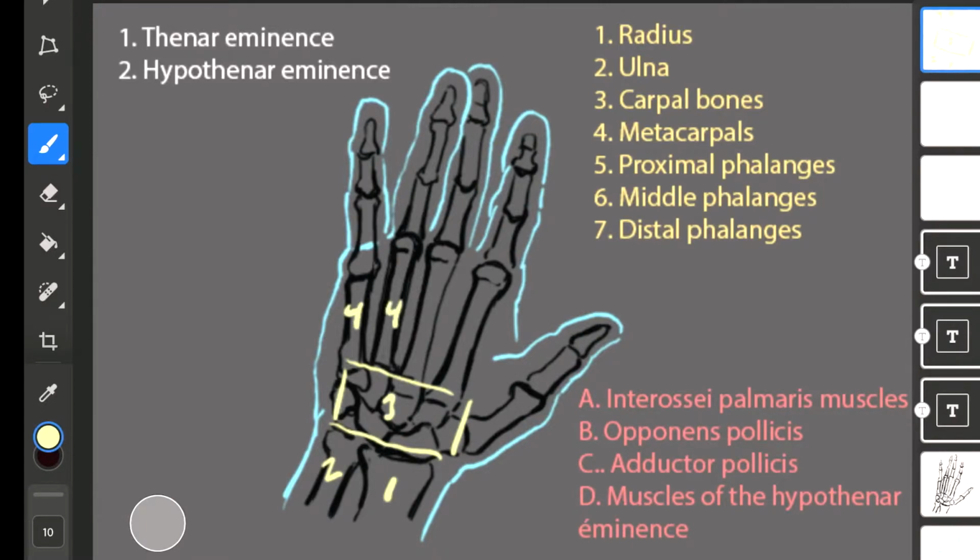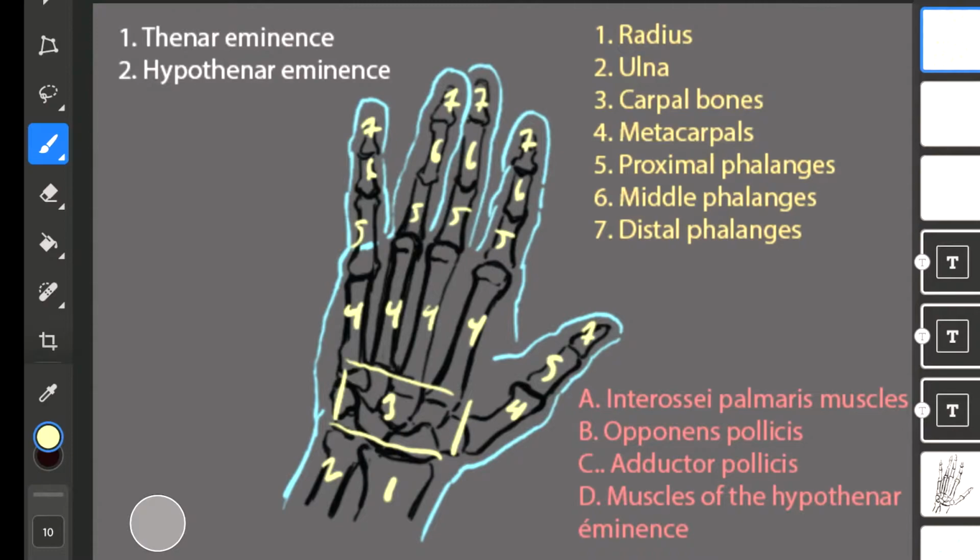That's going to be this. Then we have our proximal phalanges, which are going to be this. Our middle phalanges, which is going to be this. And then our distal phalanges, which is going to be this. In the thumb, we go directly from our metacarpals to the proximal phalanges, which is number 5, to the distal phalanges. There's no middle phalanges in the thumb.